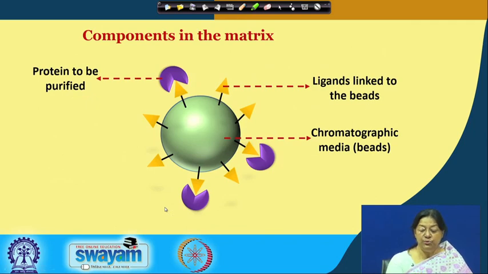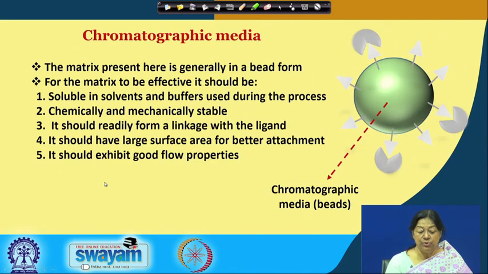So, we have, say, a protein to be purified. This is our chromatographic bead, and these yellow triangles are the ligands that are linked to the beads. If a mixture of proteins is poured down the column with these beads and ligands, the protein to be purified will link to the specific ligands present. For the matrix to be effective, it should be soluble in the solvents and buffers used during the process. It has to be chemically and mechanically stable, and there should be a linkage with the ligand and a large surface area for better attachment.